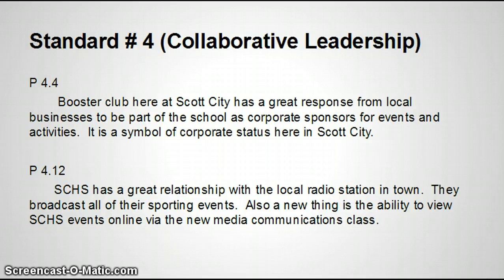So the Booster Club here does a really good job of working with businesses to help support financially the activities here. The other example I used was 4.12, effective media relations are developed and maintained. With this, Scott City has a great relationship with our local radio station in town.